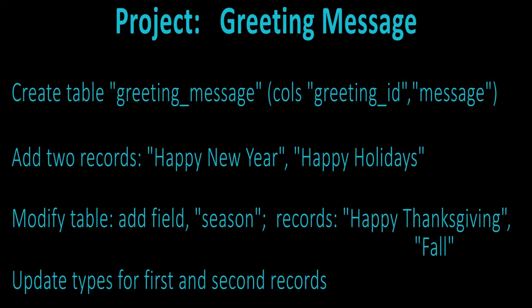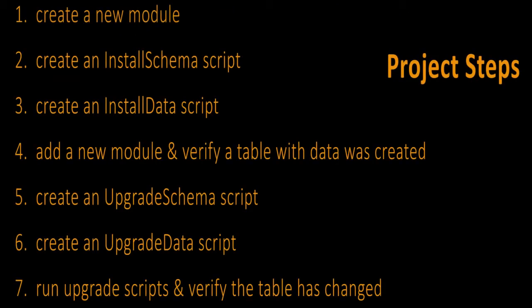The steps we need to take to accomplish these tasks are: 1. Create a new module. 2. Create an install schema script. 3. Create an install data script. 4. Add a new module and verify that a table with the data was created. 5. Create an upgrade schema script. 6. Create an upgrade data script. 7. Run them and verify that the table has changed. Let's go through each step.